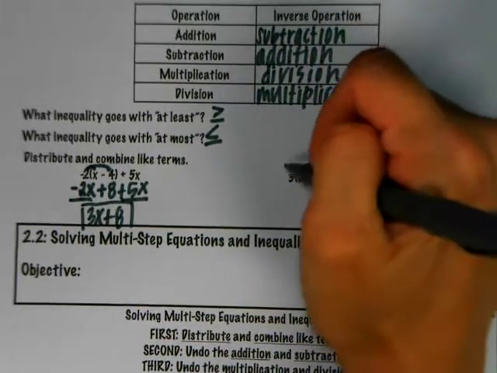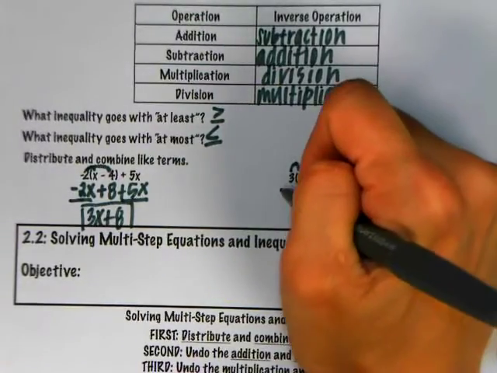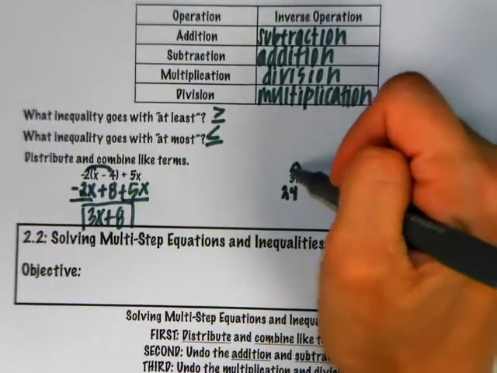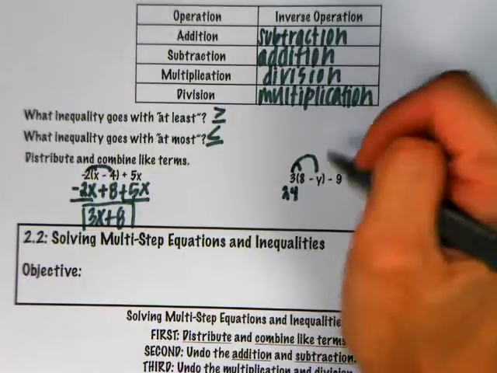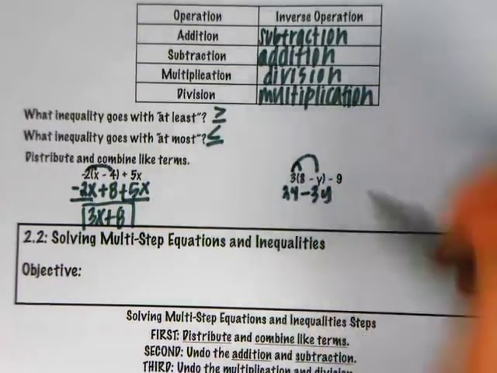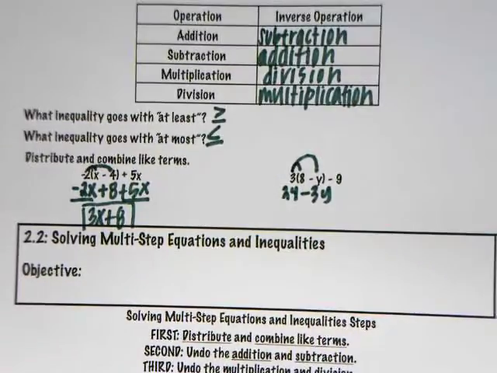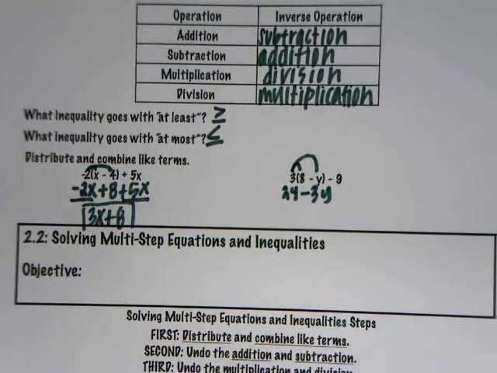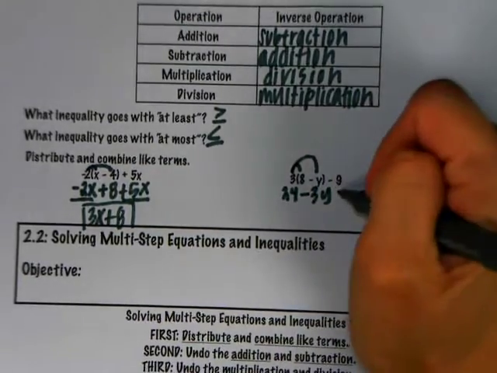All right, and then on this next one, what's 3 times 8? 24. Yeah, 24. And then 3 times negative 1y. Yep, negative 3y. So instead of doing plus negative, if it's a negative answer, it's just minus. Okay, just subtraction. And then bring down your minus 9.